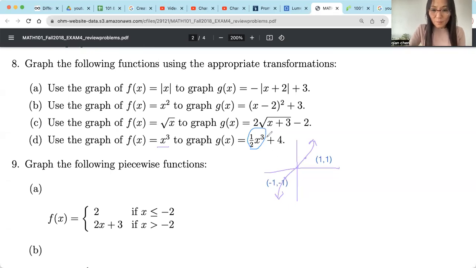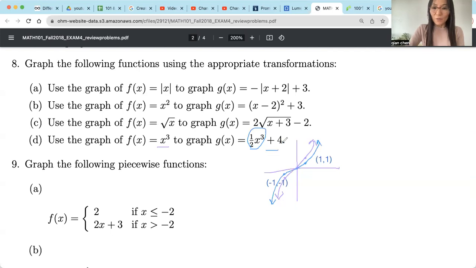But now 1 is being halved because we have a half x cubed. The 1 cube times half, we have half. So now this point becomes this here. And negative 1, same thing, becomes negative 1, negative 1/2. So the graph goes like this. I could do more points. I could. But these 3 points are good enough. The origin doesn't change. So that's my half x cubed.